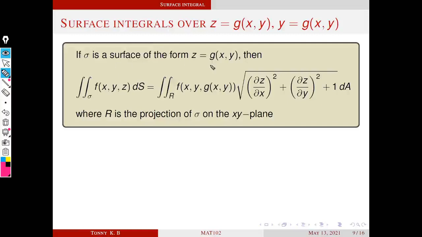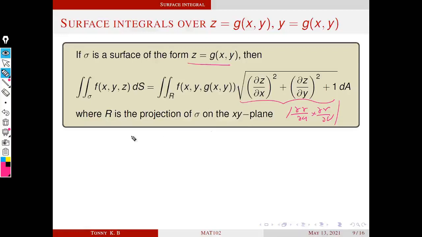This is the first special case. Our surface sigma is of the form z = g(x, y). Then we can evaluate this surface integral using this formula. This is nothing but our modulus of ∂r/∂u cross ∂r/∂v. I will explain this.